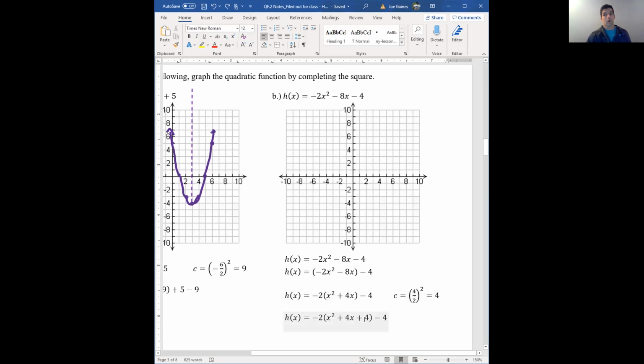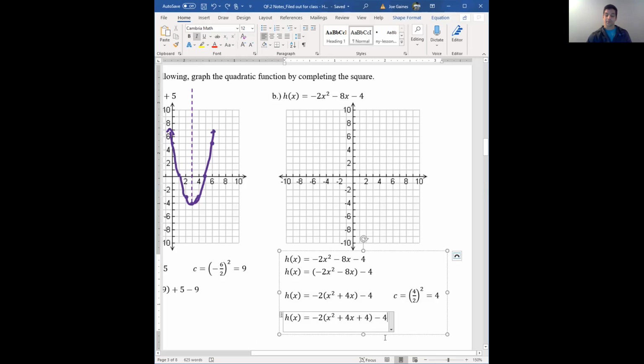The value overall would end up being negative 8. So I need to do the opposite on the outside of the parentheses. I'm going to add 8. So it's not just add 4 inside the parentheses, subtract 4 outside. We can't just go with just that. We have to make sure that if there's a leading coefficient, we figure out what that effect is going to have on the 4 and do the opposite. So the negative 2 would turn that 4 into a negative 8. We need to do the opposite and add 8.